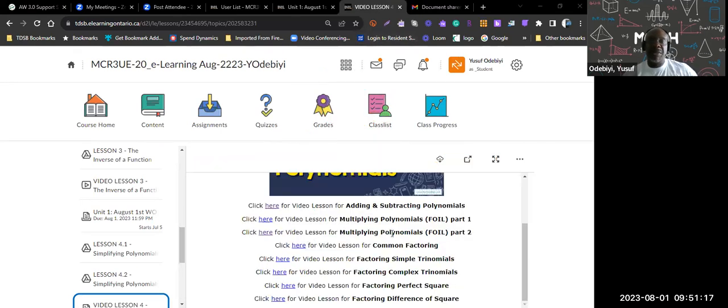So that was multiplying polynomials, common factoring. You guys should look at that. Factoring simple trinomials, factoring complex trinomials. So let's look at the factoring complex trinomials. Trinomials just means it has 3 terms. Remember that.